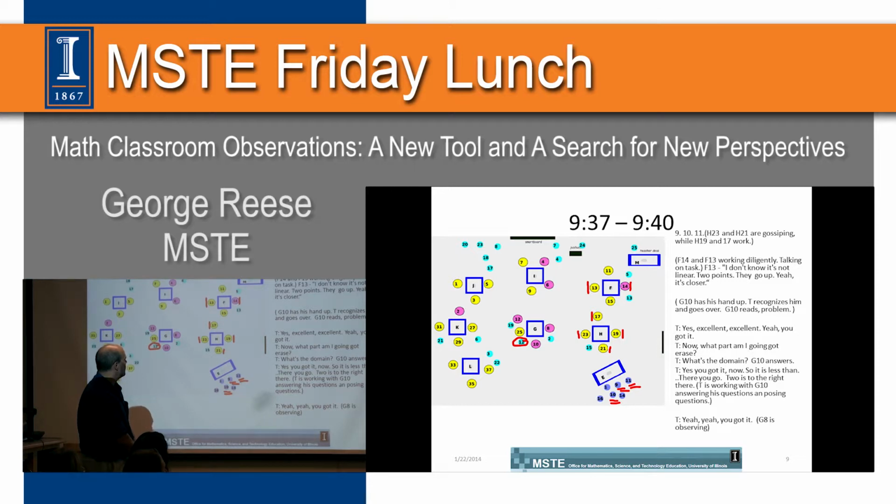T: Now, what part am I going to erase? What's the domain? This is a dialogue between the two, but I can't catch the student. G10 answers. T: Yes, you got it now. So it's less than. There you go. 2 is to the right there. T is working with G10, answering questions and posing questions. T: Yeah, you got it. And I noticed that G8 is observing their interaction.